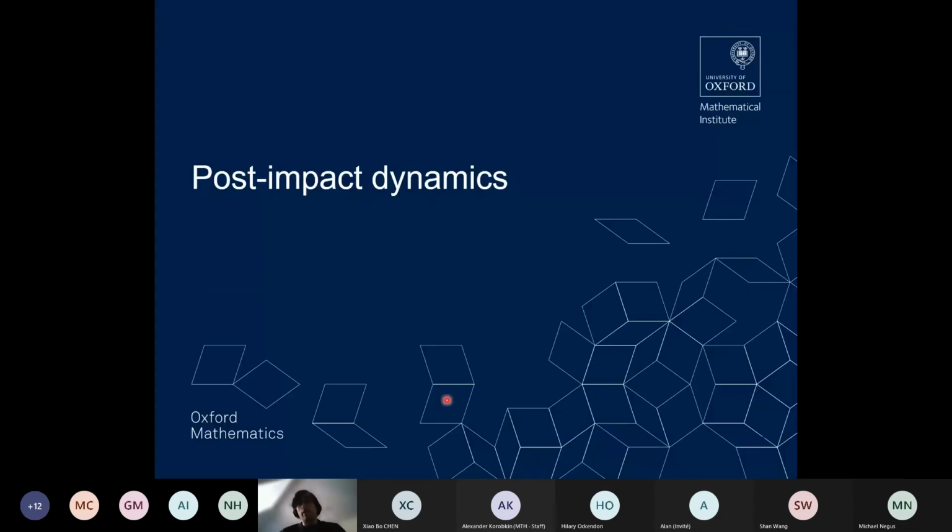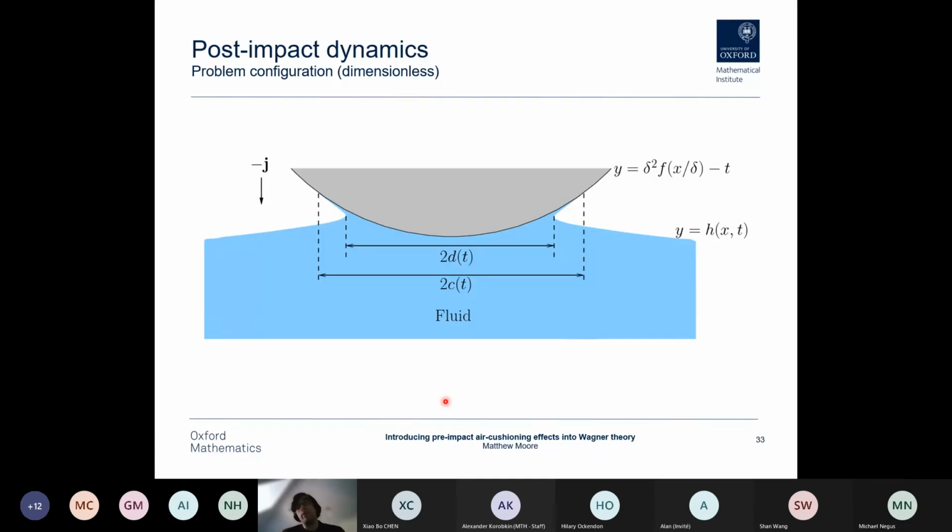Now let's start by thinking about what happens after touchdown. We're now in the case where the body has touched down, and because I'm neglecting the bubble, I haven't drawn it in this picture. After the impact occurs, you have these two turnover points at plus and minus d. There's a jet along the body and it gives a total wetted extent of 2 CT. What we want to do is solve the problem after the impact has occurred.